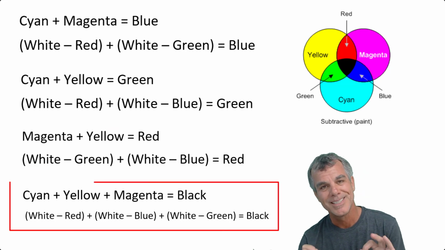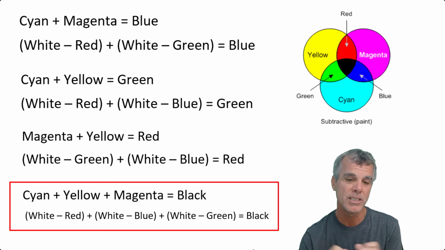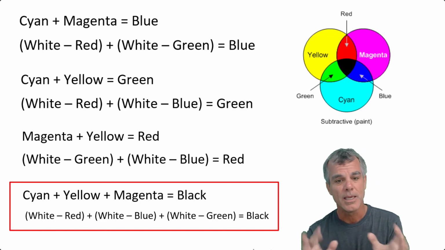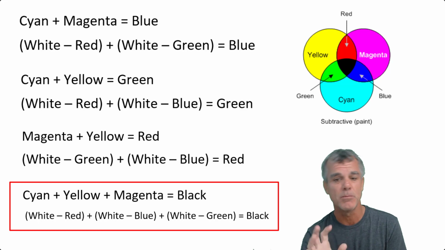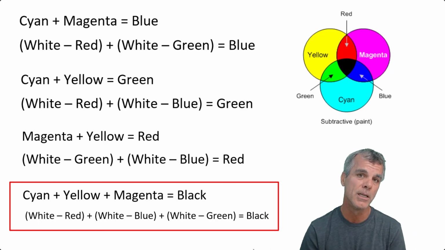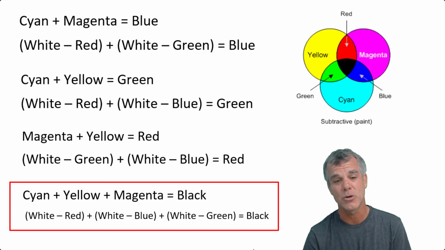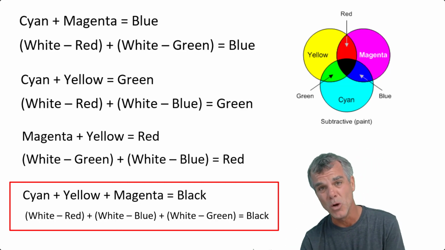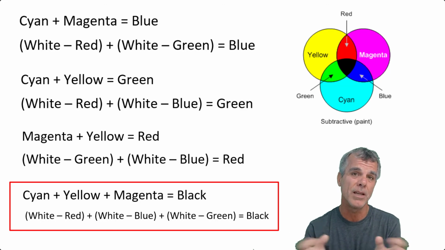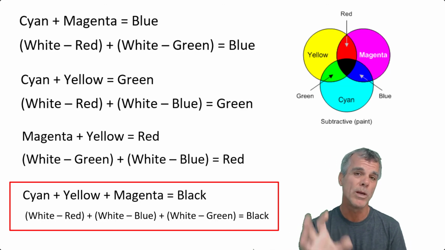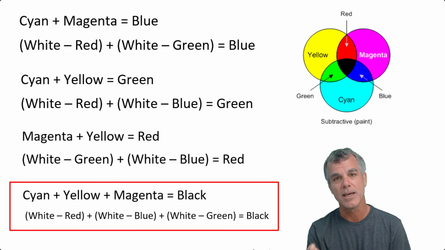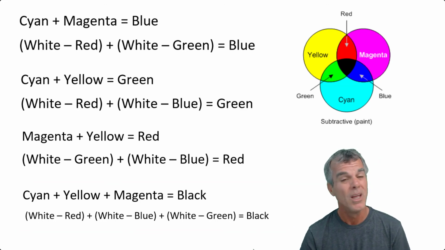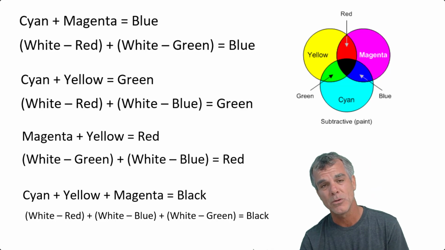And then finally, cyan plus yellow plus magenta. Cyan is absorbing all the red light from white. Yellow is absorbing the blue light. And then magenta is absorbing the green light. So when I take white light and I subtract off the red, the blue, and the green components, I'm left with no light, and whenever I don't have light coming from a specific spot is when we see black. So cyan plus yellow plus magenta equals black. Well, that is the rules for color subtraction.